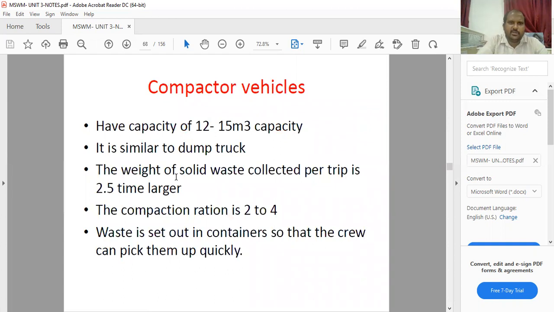Compactor vehicles have a capacity of 12 to 15 meter cube. It is similar to a dump truck. The weight of the solid waste collected in the truck is 2.5 times as long. The compaction ratio is 2 to 4, and the waste is set out in containers so that the crew can pick them up quickly.